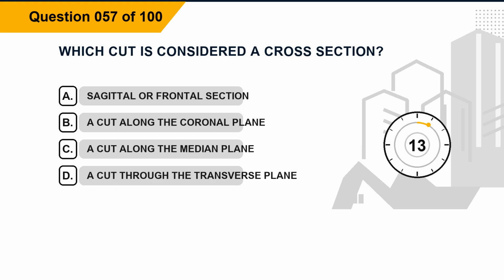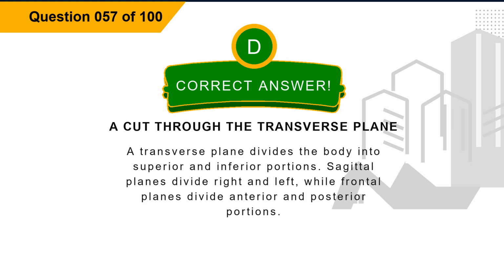Question 57. Which cut is considered a cross-section? Option A, sagittal or frontal section. Option B, a cut along the coronal plane. Option C, a cut along the median plane. Option D, a cut through the transverse plane. The correct answer is option D, a cut through the transverse plane. Explanation. A transverse plane divides the body into superior and inferior portions. Sagittal planes divide right and left, while frontal planes divide anterior and posterior portions.